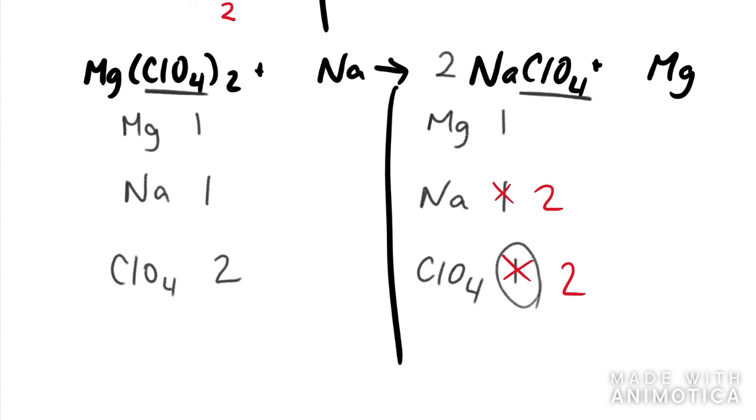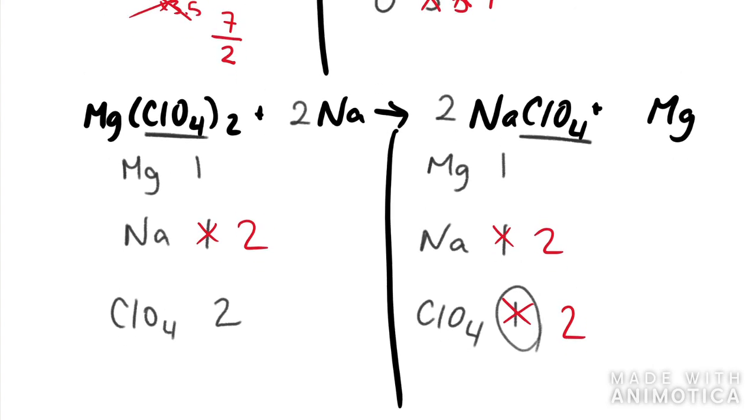Okay, now we have to change this. So if we multiply that by 2, let's see what it changes. Well, it only changes our sodium. 1 magnesium, 1 magnesium. 2 sodium, 2 sodium, 2 of our polyatomic, 2 of our polyatomic. This is our balanced equation.